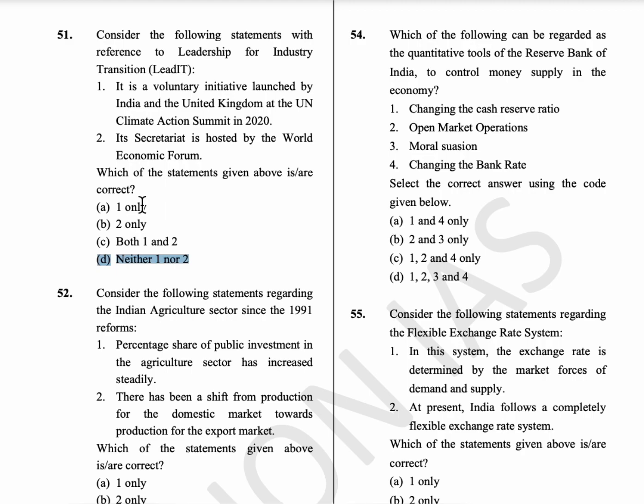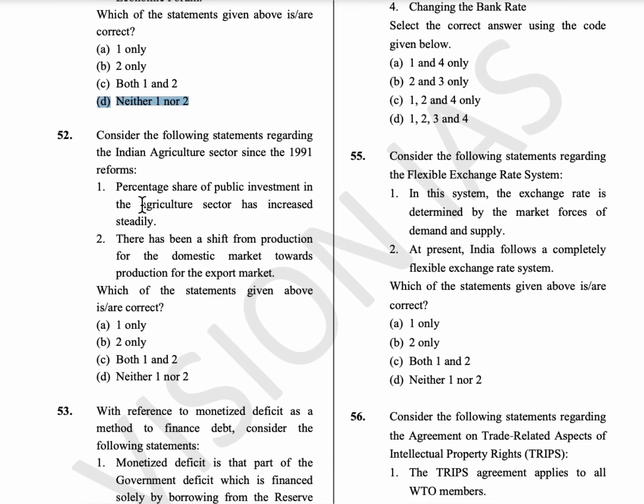So option D. 52nd question, consider the following statements regarding the Indian agriculture sector since the 1991 reforms. The first statement is the percentage share of public investment in the agriculture sector has increased steadily. No. In 1991, the agriculture sector had improved more. So that improvement caused the decrease in the public investment. Okay, so the first statement is wrong.